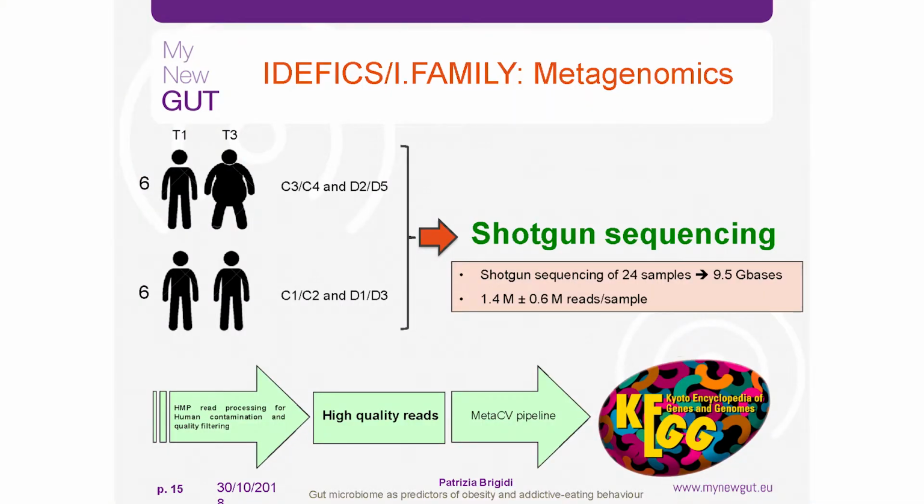Then we performed, and these are unpublished data, a shotgun sequencing, analyzing only a smaller number of children representative of the two different microbiota profiles and diets.